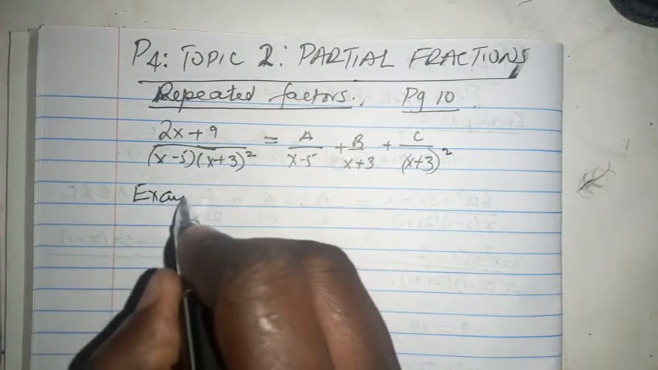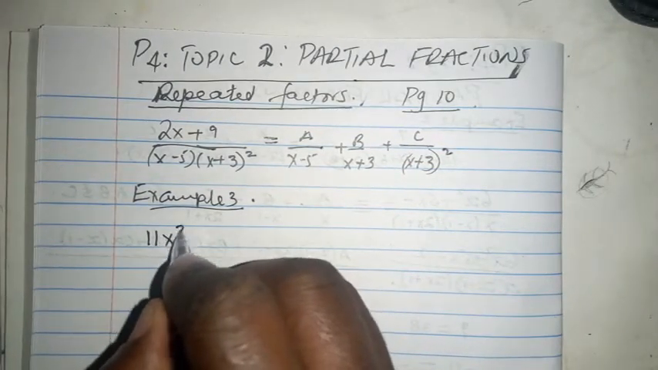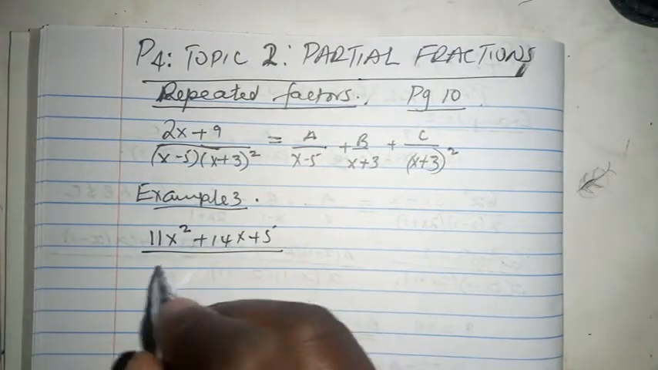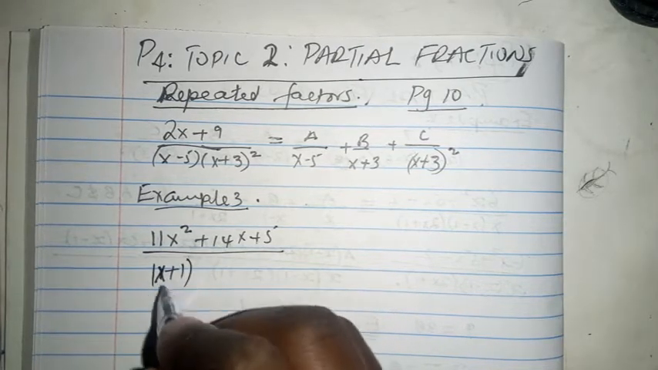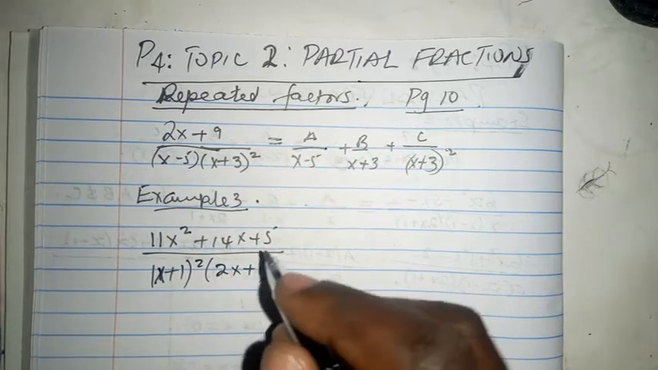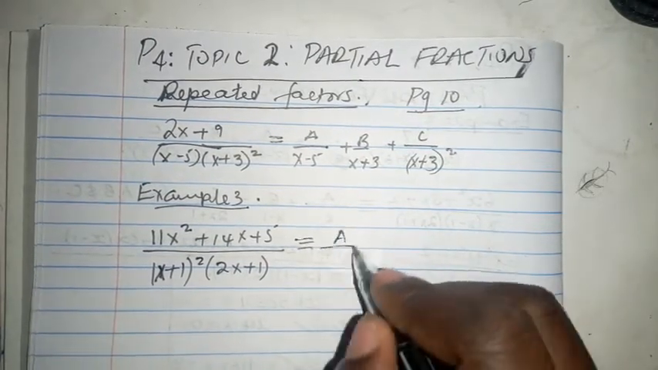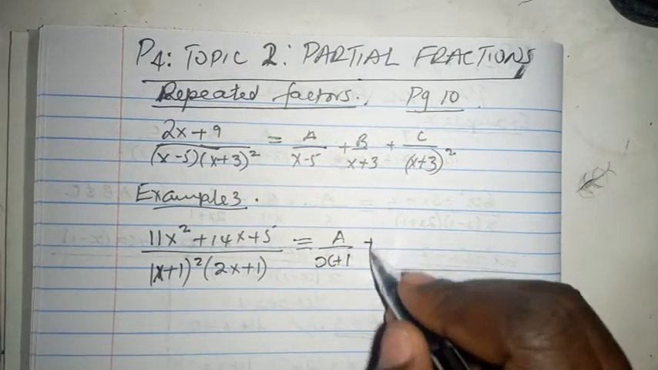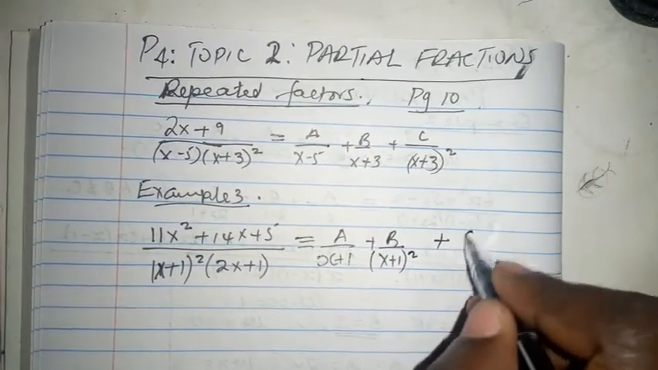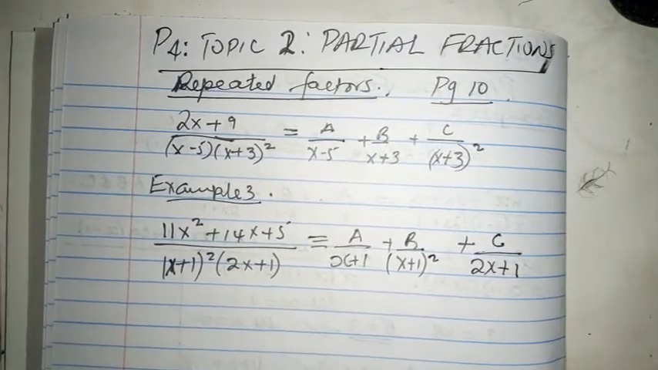We are going to talk about example 3. In example 3, we are asked to show that 11x squared plus 14x plus 5 all over x plus 1 squared multiplied by 2x plus 1 can be written in the form a over x plus 1 plus b over x plus 1 squared plus c all over 2x plus 1, where a, b, and c are constants to be found.